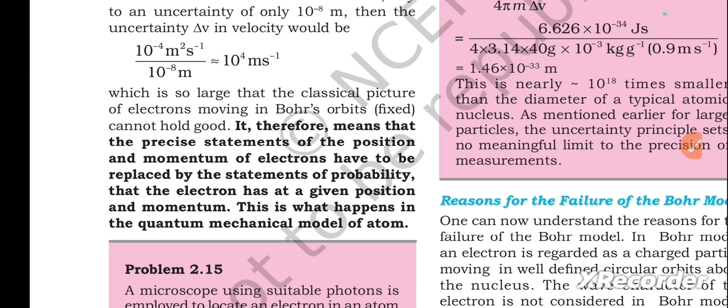It therefore means that the precise statements of the position and momentum of electrons have to be replaced by statements of the probability that the electron has a given position and momentum. This is what happens in the quantum mechanical model of the atom.